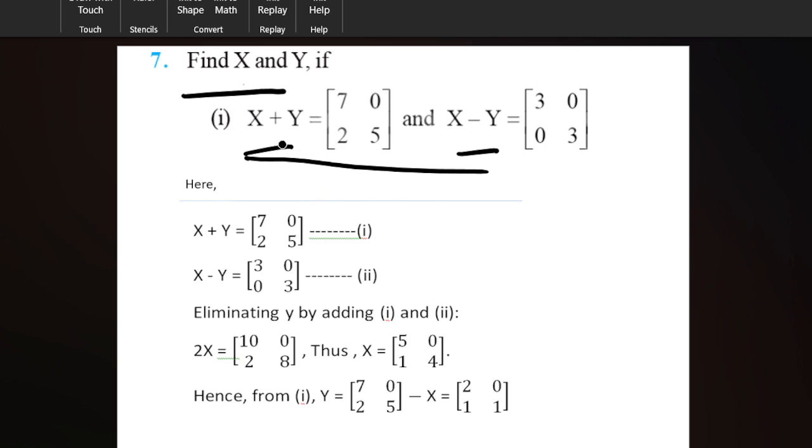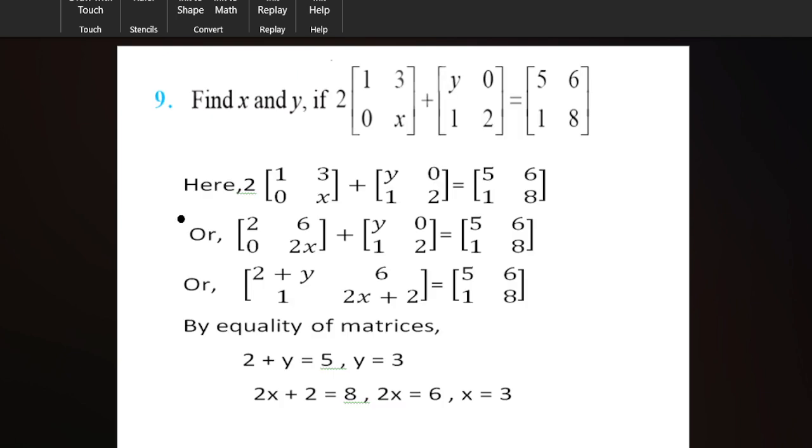So very easy to find out X and Y. How? By eliminating. You can eliminate Y by adding equations 1 and 2. Then we will get X equal to 5, 0, 1, 4. Then you can find Y from equation 1 by replacing the X value. So we'll get it as 2, 0, 1, 1. These are easy but important. So you practice this type of question.